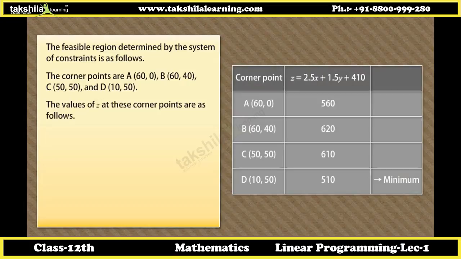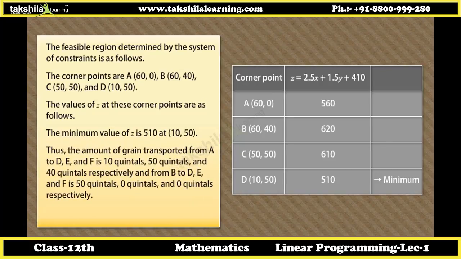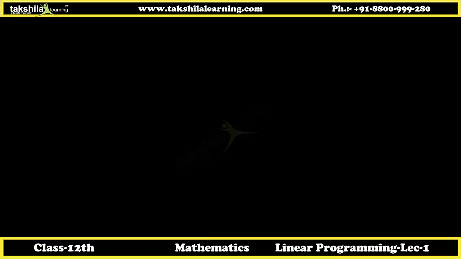The values of Z at these corner points are as follows. The minimum value of Z is 510 at (10, 50). Thus, the amount of grain transported from A to D, E and F is 10 quintals, 50 quintals and 40 quintals respectively, and from B to D, E and F is 50 quintals, 0 quintals and 0 quintals respectively. The minimum cost is Rs 510.